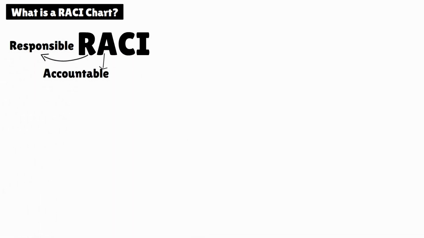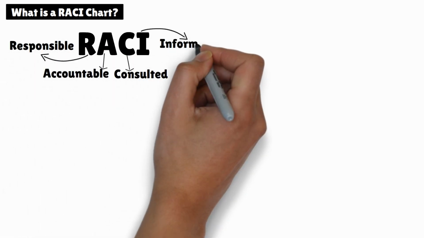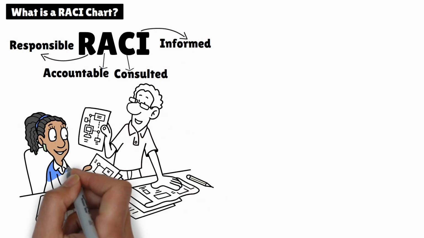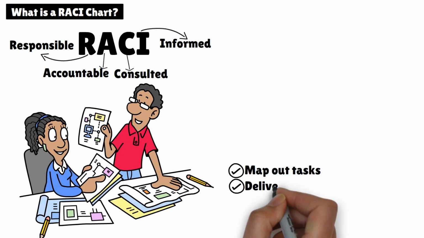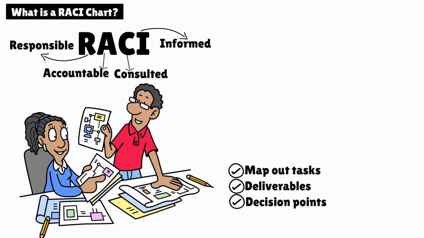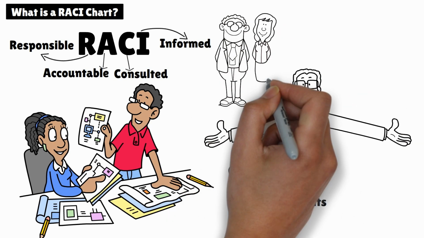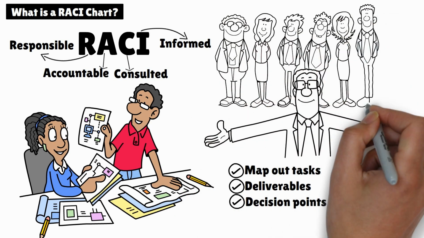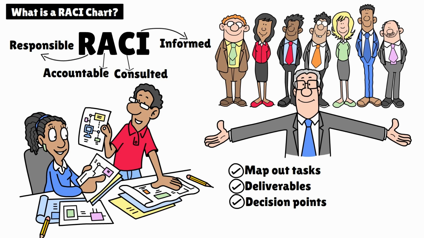Let's start with the basics. What exactly is a RACI chart? Well, RACI is an acronym that stands for Responsible, Accountable, Consulted, and Informed. It's a responsibility assignment matrix that helps map out tasks, deliverables, or decision points against the roles within your project. In other words, it helps clarify who's doing what to keep the project moving smoothly.